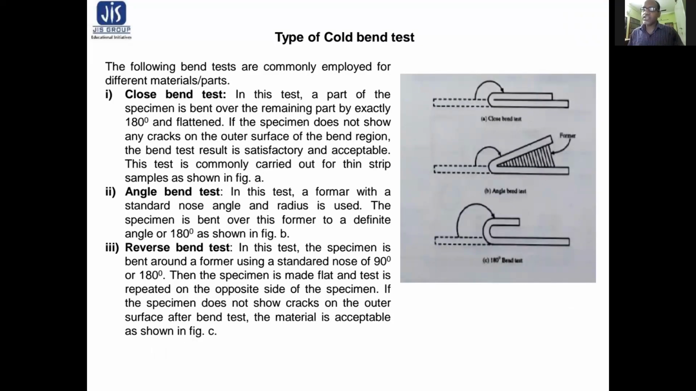So in this figure, the types of cold bend test are shown. Before we discuss the following types, first we need to remember that it is one of the most simple mechanical procedures for evaluating the properties of the material. Bend test results give some idea about the ductility of the material. This test can be carried out on the same machine on which tension or compression test is carried out, that is the universal testing machine, and special attachments need to be provided for carrying out this type of test.